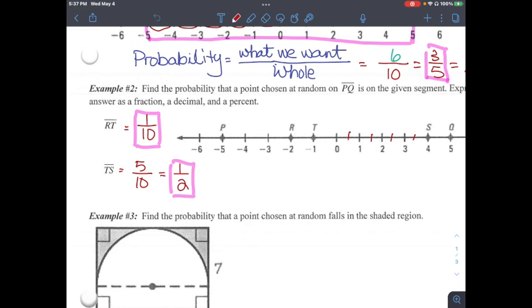The answer for example number 2: segment RT will have 1 over 10 probability of being chosen at random, and then segment TS will have 5 over 10, and when you reduce it, it's 1/2, which is a 50% chance to get picked.